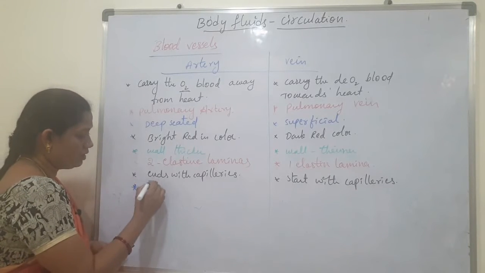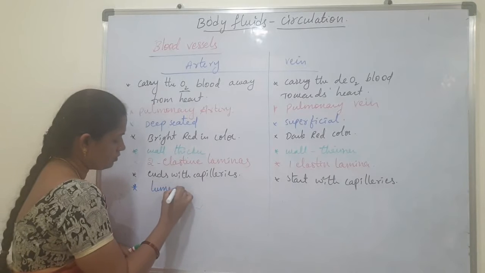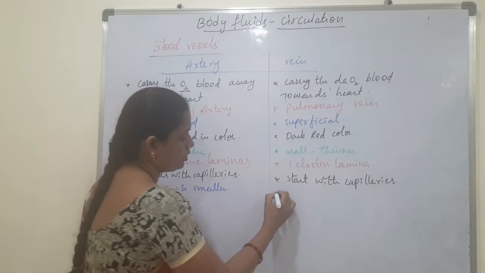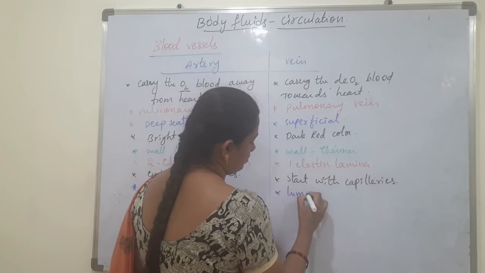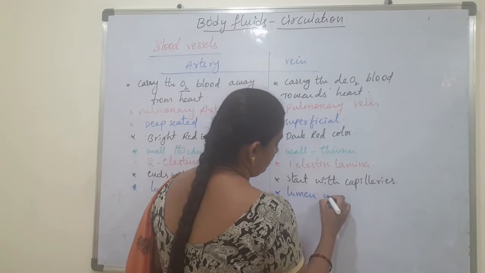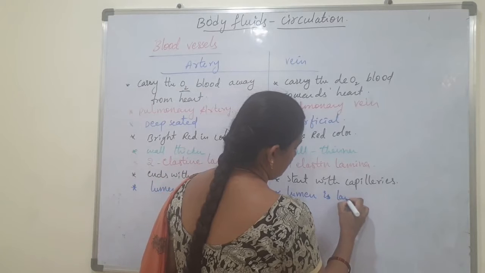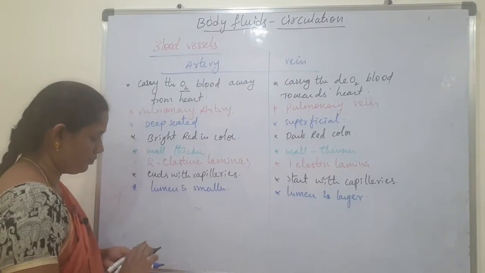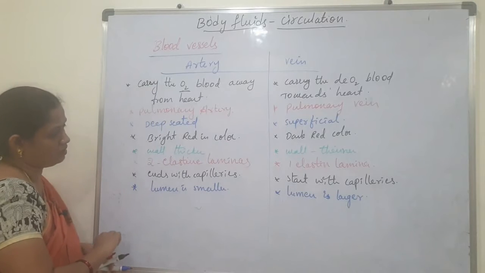Next, in arteries the lumen is smaller, and in veins the lumen is larger. Already you have seen that in the structure. Okay.